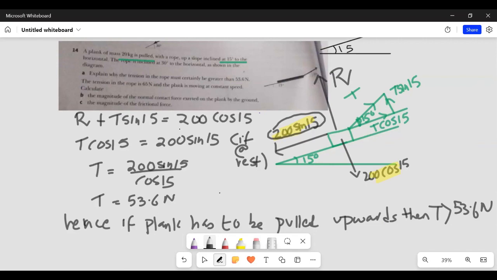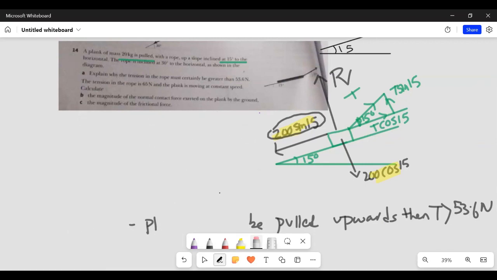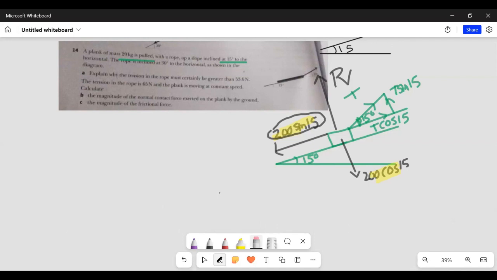ठीक है? Now let's take a look at part B. Now it says the tension in the rope is 65 newtons, so it is greater. So that means it will move the object upwards. And the plank is moving at a constant speed. Okay, so अब T की value आ गई हमारे पास. Let me clear this. चलो अब कर दिया. Okay, so now the T is equals to 65. So I'm going to replace that. This is going to be 65 here. And this is going to be 65 here. Just write T equals 65. This is what we know for part B and C.